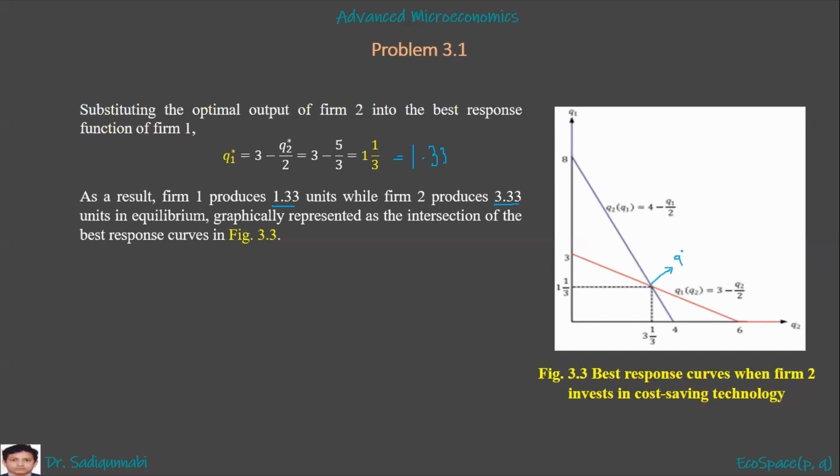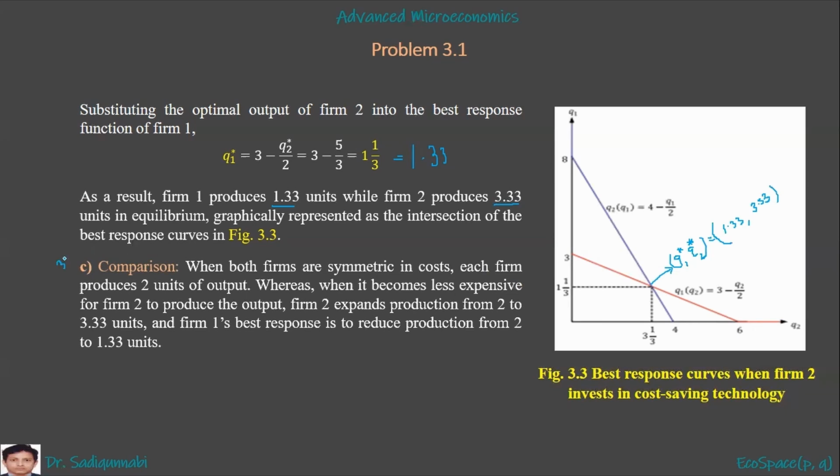Now Q1 star, Q2 star equals 1.33 and 3.33. In 3.1c, we have to compare the results from A and B. When we compare, we see that Q1 and Q2 were both 2 units, but now Q1 equals 1.33, which means it decreased, and Q2 equals 3.33, which increased. This is expected because firm 2 has got the cost saving technology. So this ends our problem 3.1.